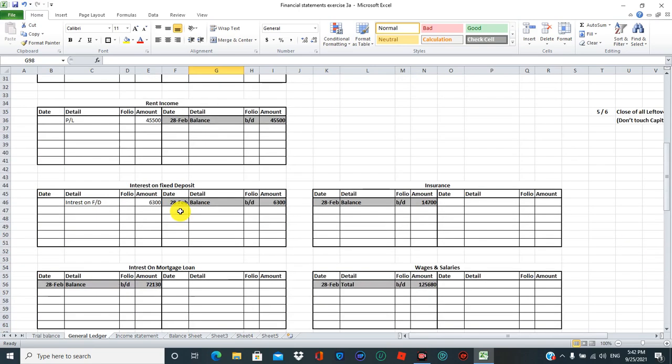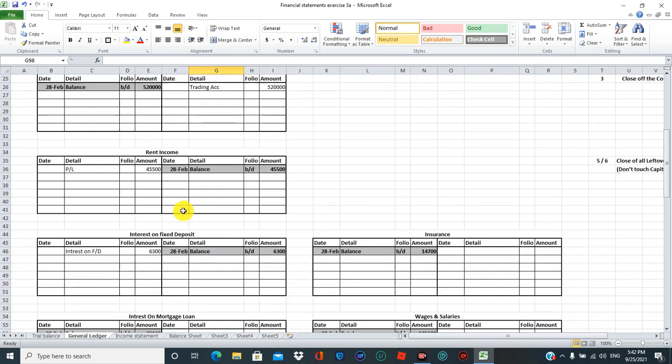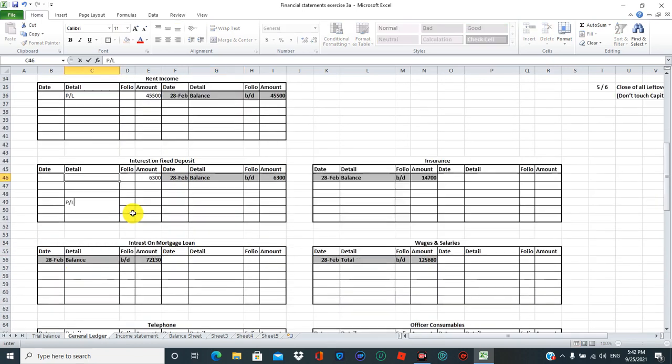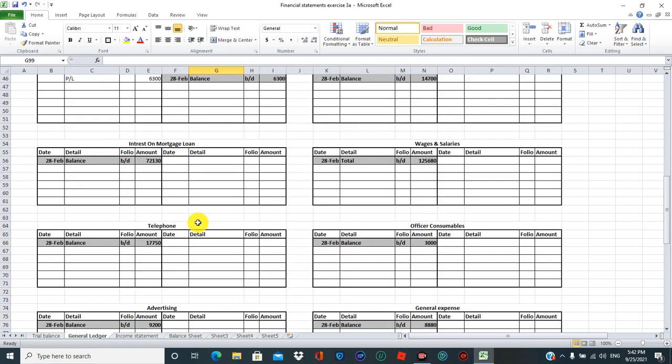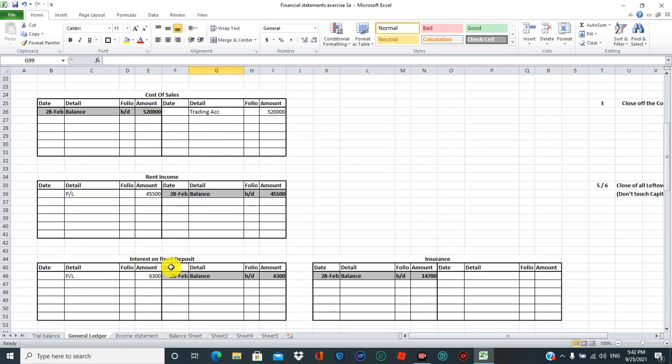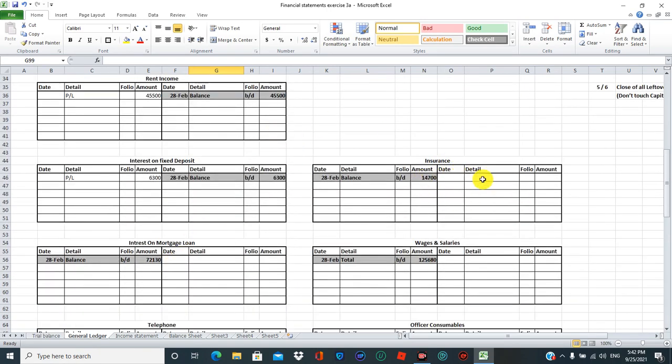Oh, sorry, why didn't anybody tell me I did that? It goes to the profit and loss account. And then interest on fixed deposit. And that total is 6,000. All right, so we've done that one. Now we've got insurance. Now, as you can see, insurance has got a credit balance, so that all goes to the profit and loss account.